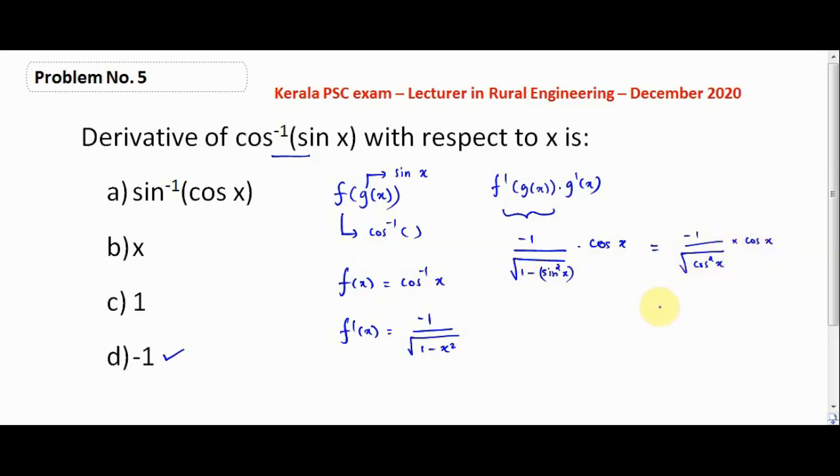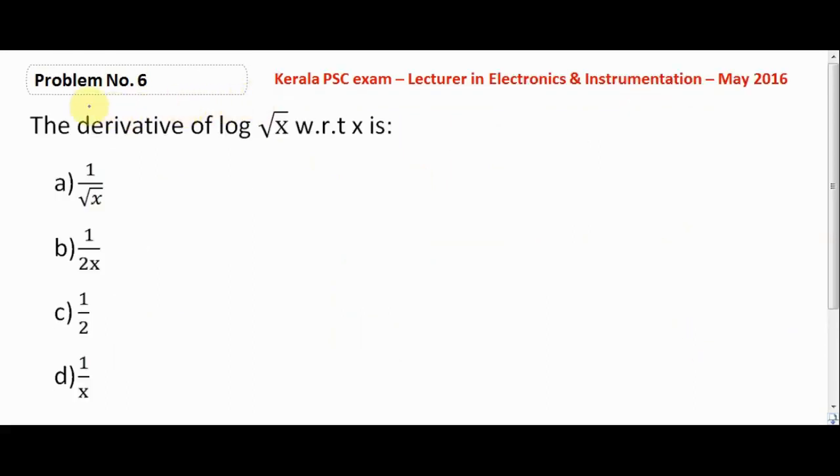So we will get minus cos x divided by root over cos square x, which is cos x. So we get the expression as minus cos x divided by cos x. So we get the answer as minus 1, and this answer is given by option D here. So option D is the correct answer. Now let's see another problem.